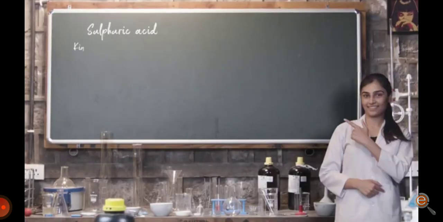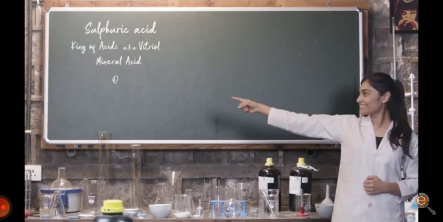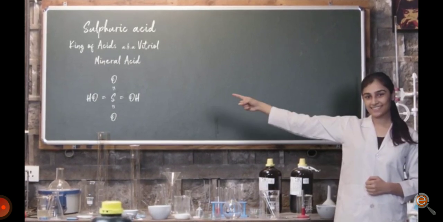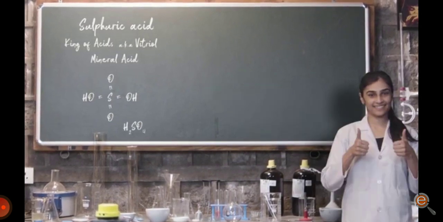But before we get this party started, there are a few things you guys should know. Sulfuric acid was given the name King of Acids, aka vitriol. This is a mineral acid which is composed of the elements sulfur, oxygen, and hydrogen. Its molecular formula is H2SO4.